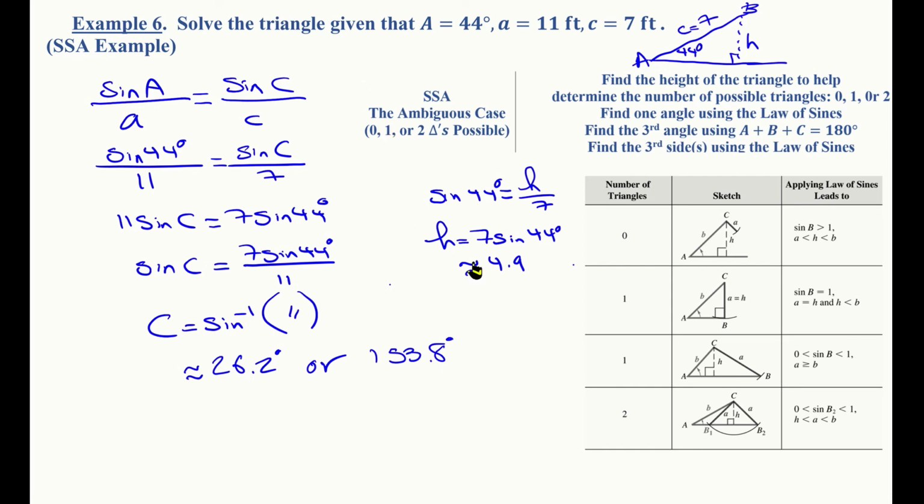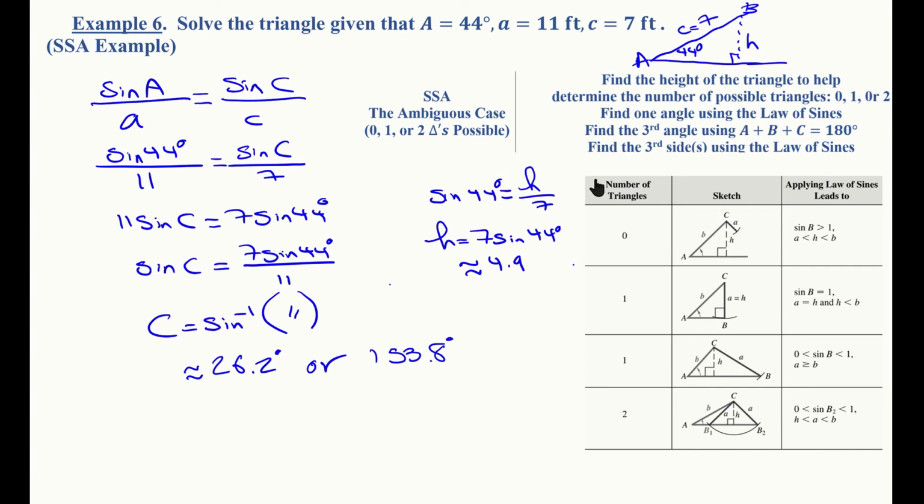Now, the problem, of course, with 153.8 degrees being opposite side C, which is 7 feet, would be the fact that side A is larger than side C. So there's no way the angle that's opposite side C can be larger than the angle that is opposite side A. So therefore, the only possibility, as we had already determined by looking at the height, is one triangle.